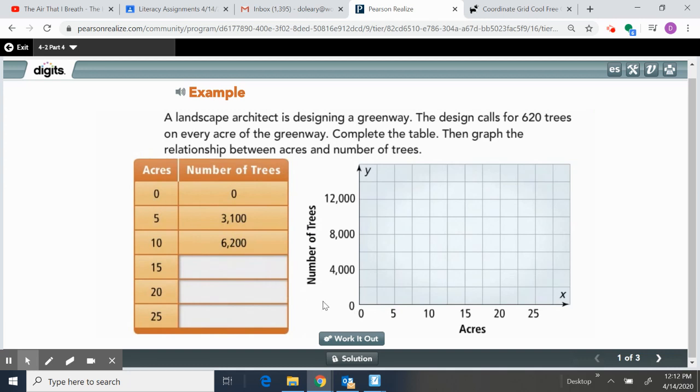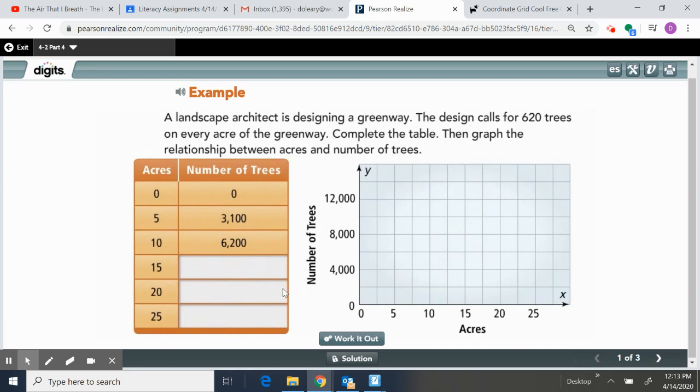So 0, 0, that's easy enough. That's right there. 0.5, 3,100. So over 5, up 3,100. So if this is 4,000 and this is 2,000, 3,100 would be about here. And then over 10, up 6,200. So again, if this is 4,000 and this is 6,000, 6,200 would be about here.